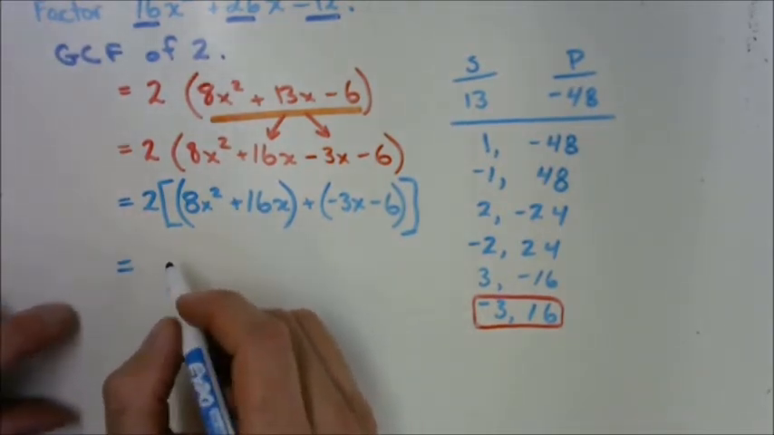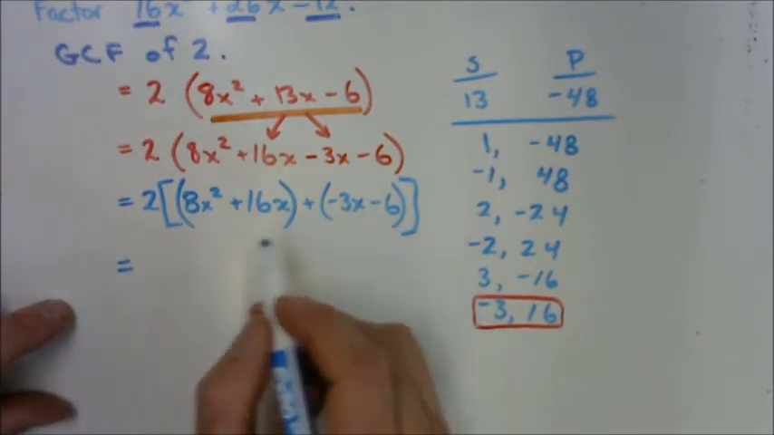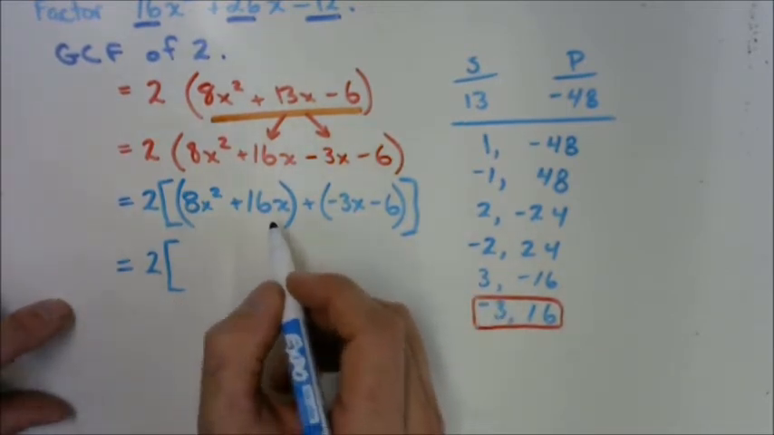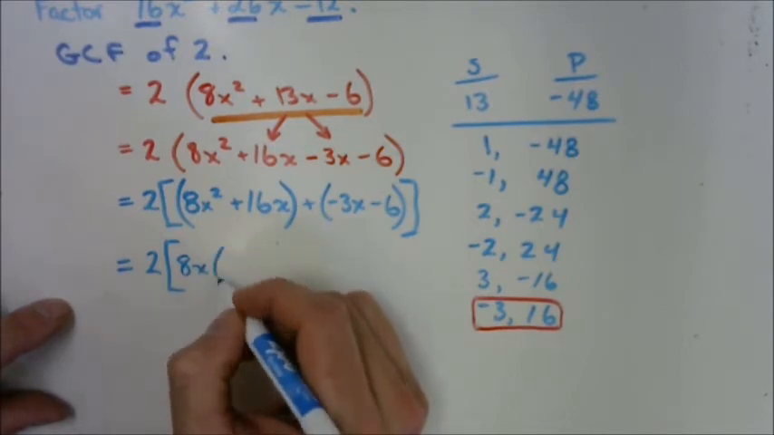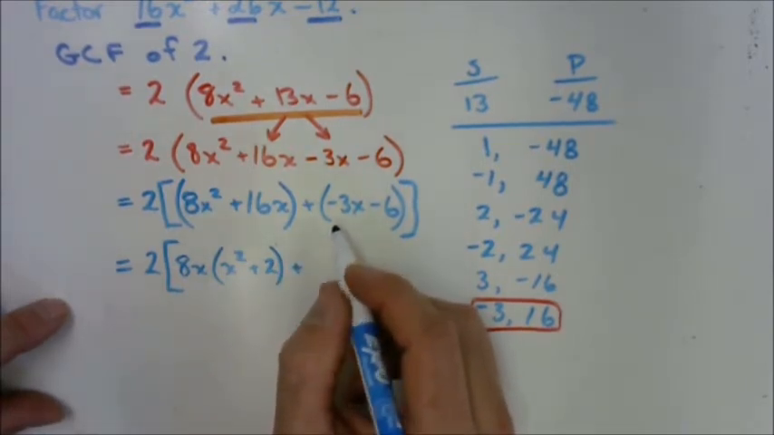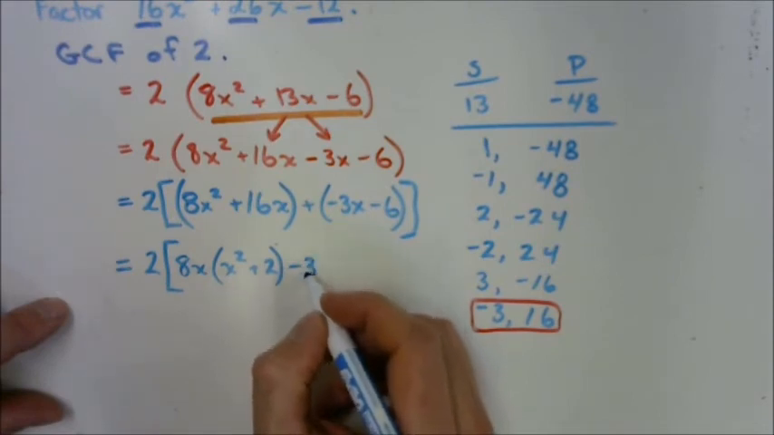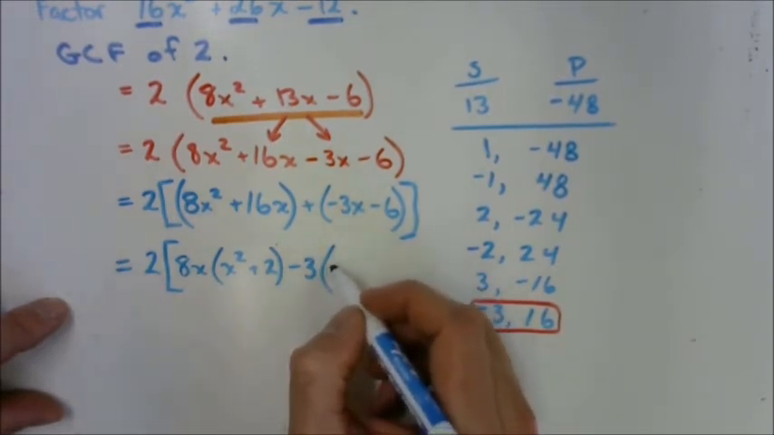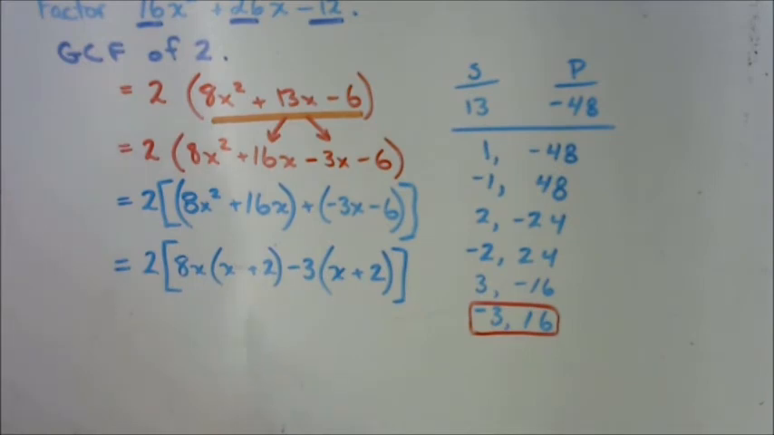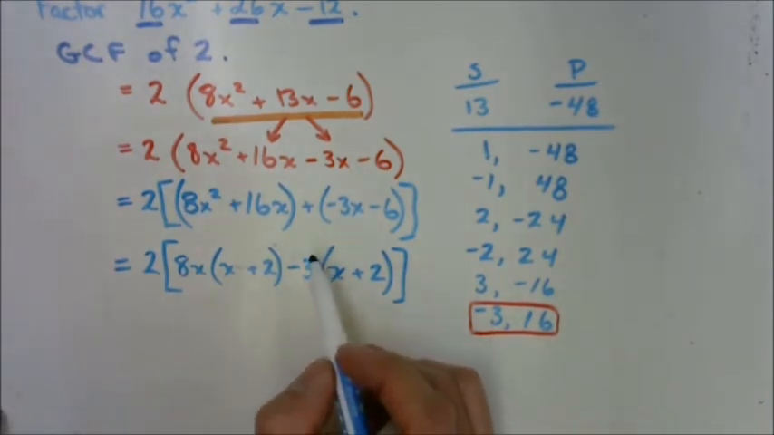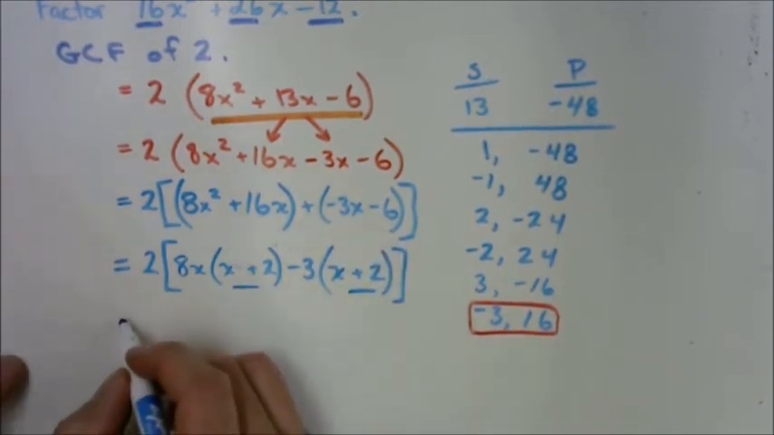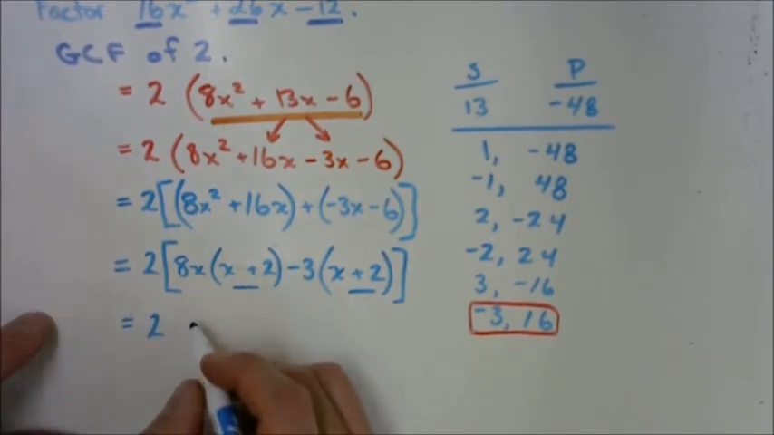Okay, let's factor out our common factors from each of our two binomials. So again, we've got our 2 out here. It's all getting multiplied by that. Here we can factor out 8x, which leaves us with x squared plus 2. Here we can factor out negative 3. So again, I'm just going to put negative 3 out, and that leaves us with x plus 2. And we can see that we've done it right if we can multiply it back. Negative 3x, yep. Negative 6, yep. And we have the same binomial here and here. Looks good.